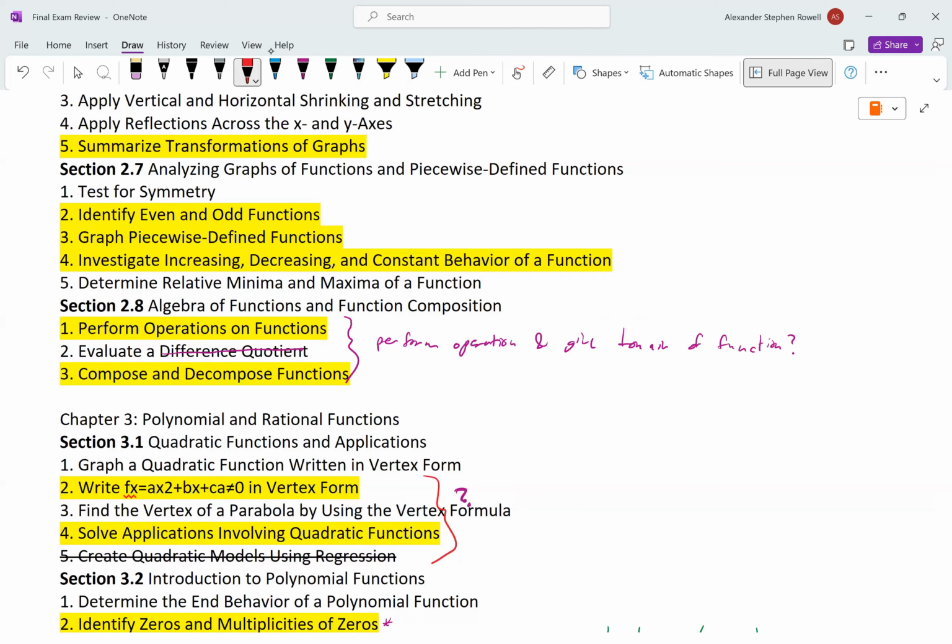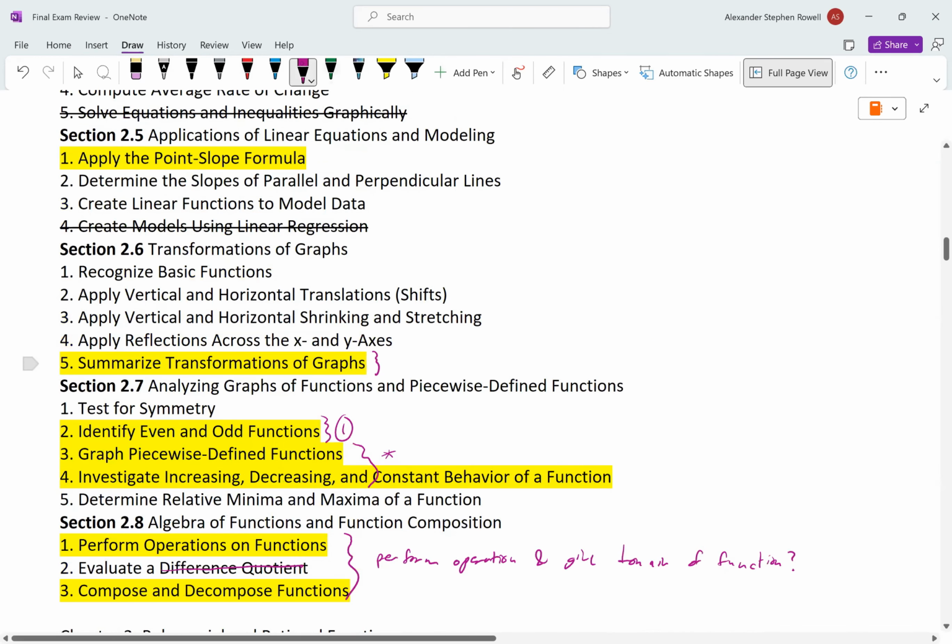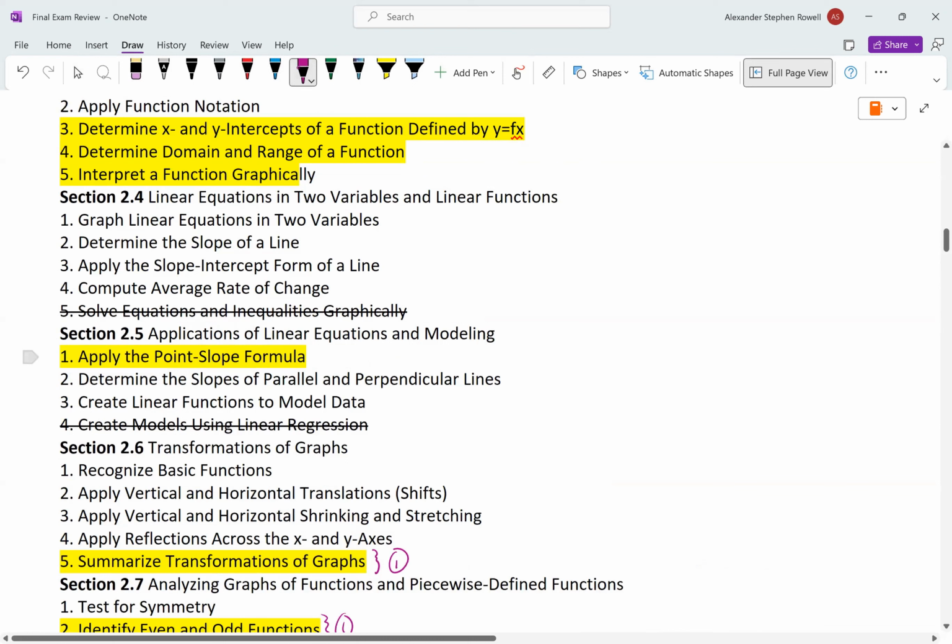The symmetry, this question did not go well on the test, so I'm very likely to ask this again. I'll just say I'm going to ask this again. Determine if a function's even or odd. What does that tell you about the symmetry? So a lot of memorization here. And then possibly one of these, graphing a piecewise function. For sure, transformations of graphs will be on there.